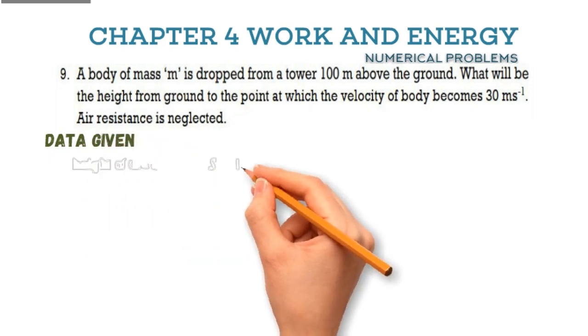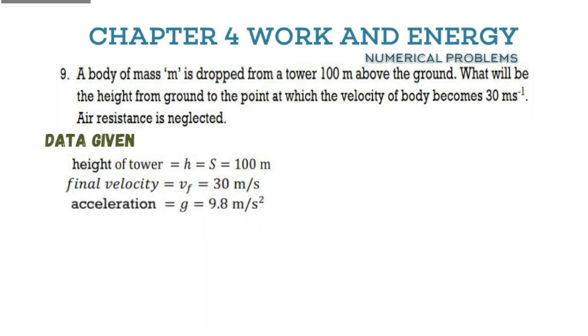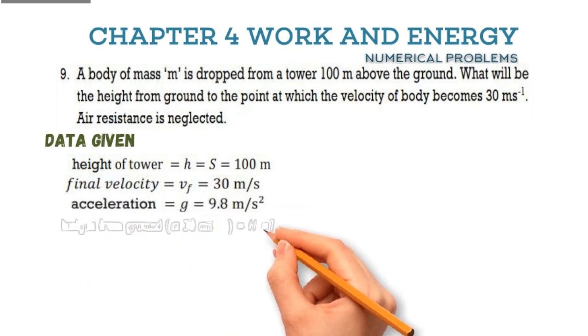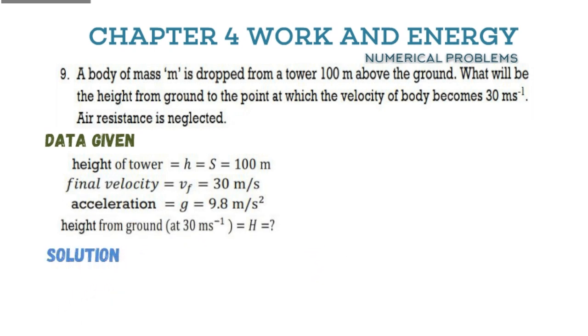The total height of the tower is 100 meters. The velocity we're focusing on is 30 meters per second. The acceleration due to gravity is 9.8 meters per second squared. Air resistance is neglected. Now, let's solve this problem step by step.